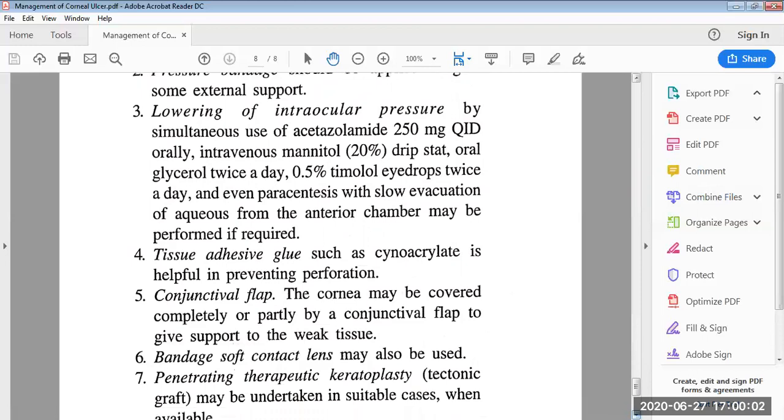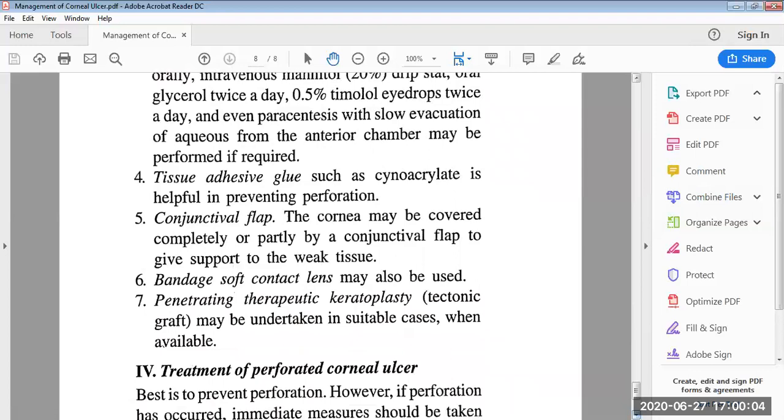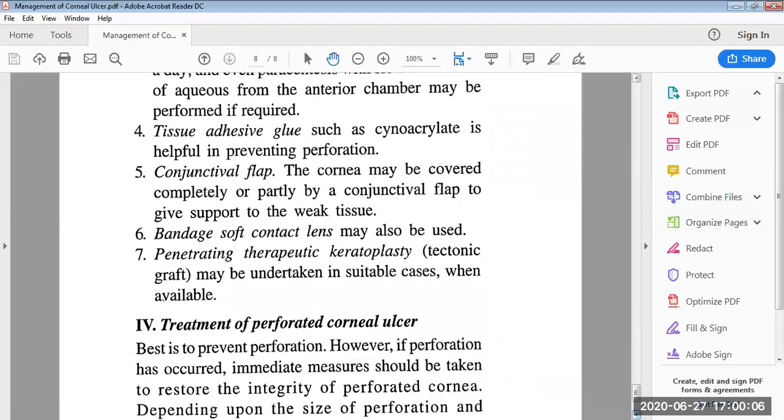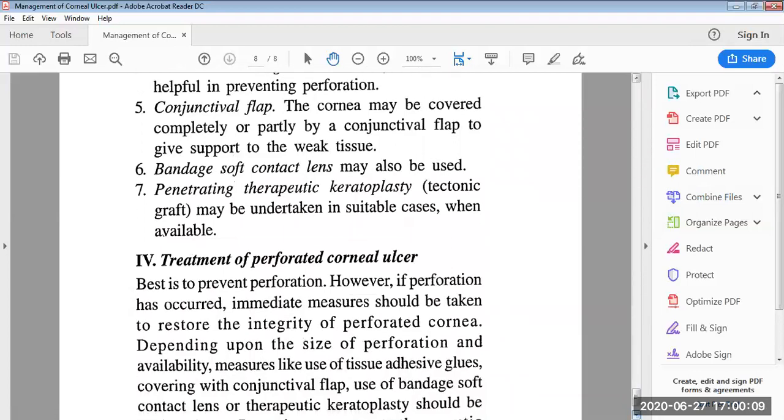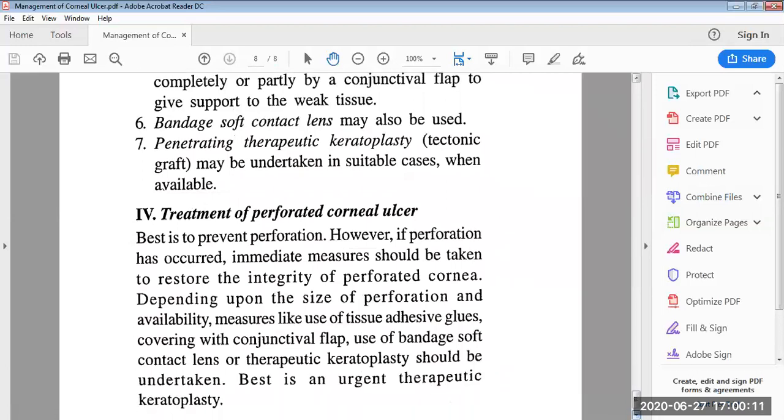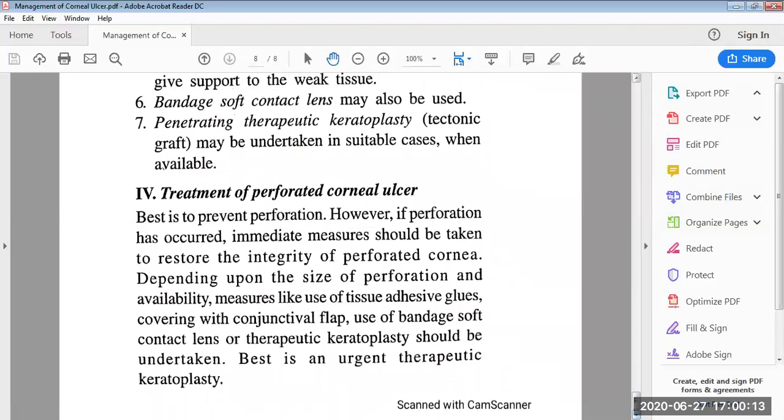Then tissue adhesive glue can be used. A conjunctival flap gives support to the weak tissue. A bandage soft contact lens can be used, and penetrating therapeutic keratoplasty should be done. Then last is the treatment of perforated corneal ulcer.